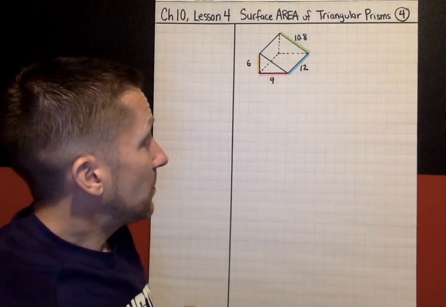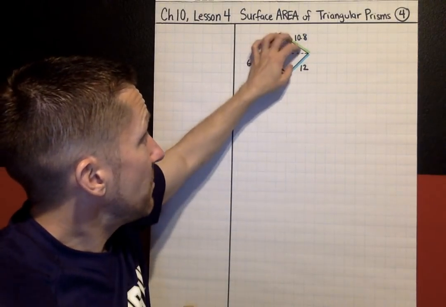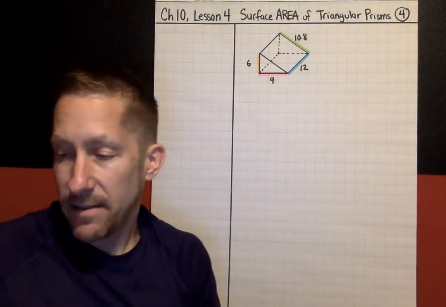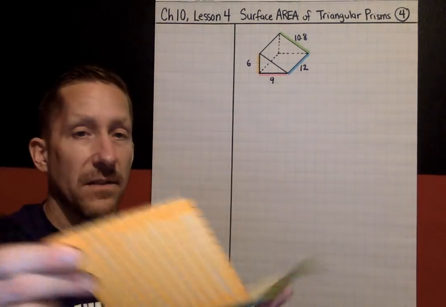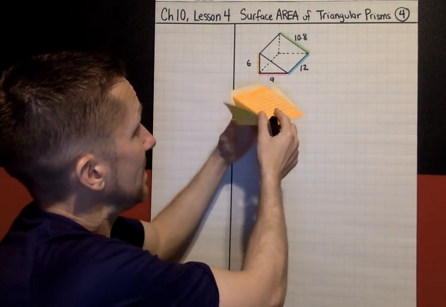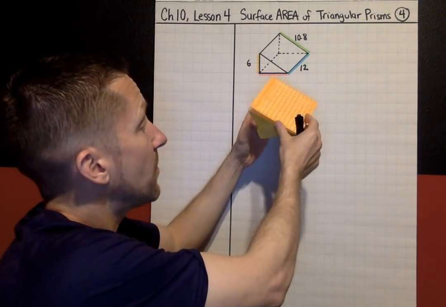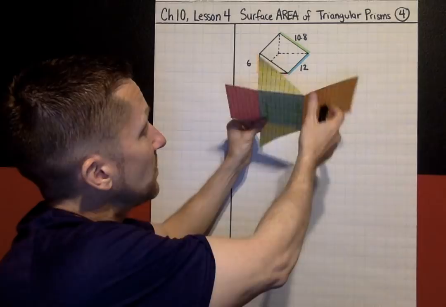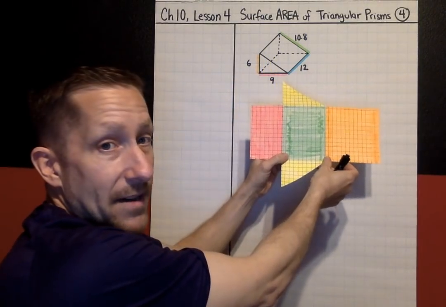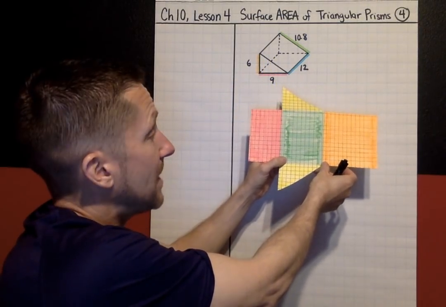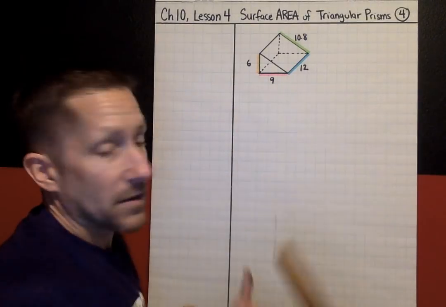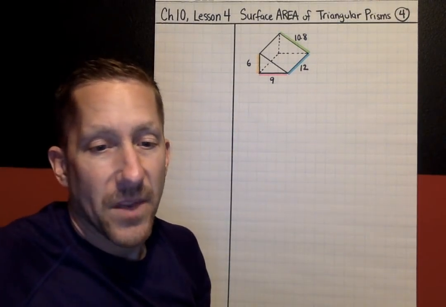Now what I want you to do is follow along with me as I unfold that. So what we're going to do now is imagine we've got that figure all folded up, and we're going to unfold this prism into a flat pattern. So we're going to draw a flat pattern, something similar to that.